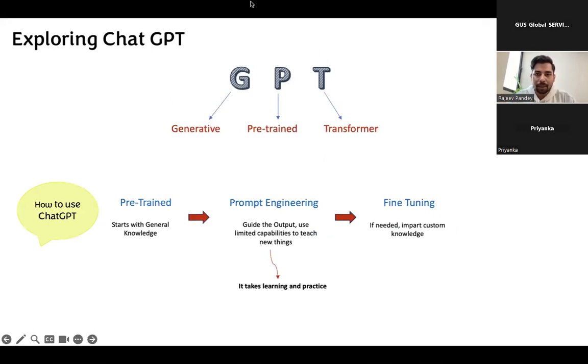Can we do a hands-on: how many people have used ChatGPT in the past?